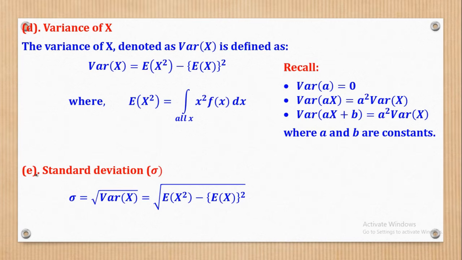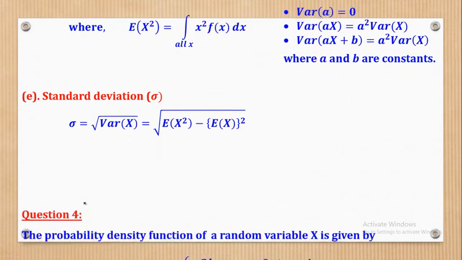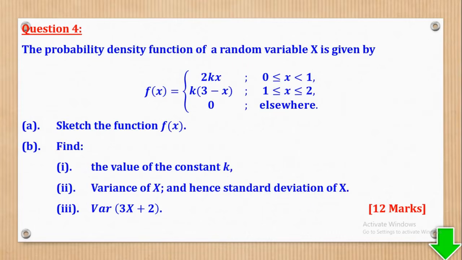So then we shall go to part E. Part E, so we are going to combine this and this into one question. So standard deviation, what you need to know is that it is the square root of variance. So with that, let's go through question 4.